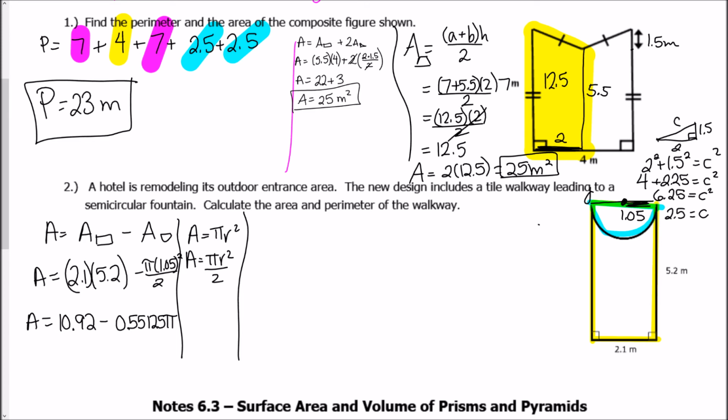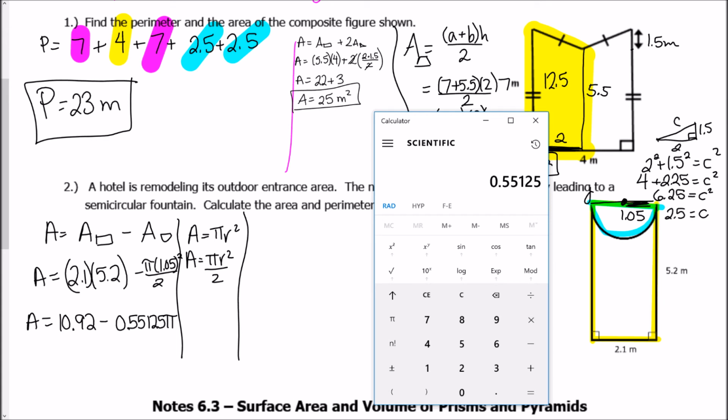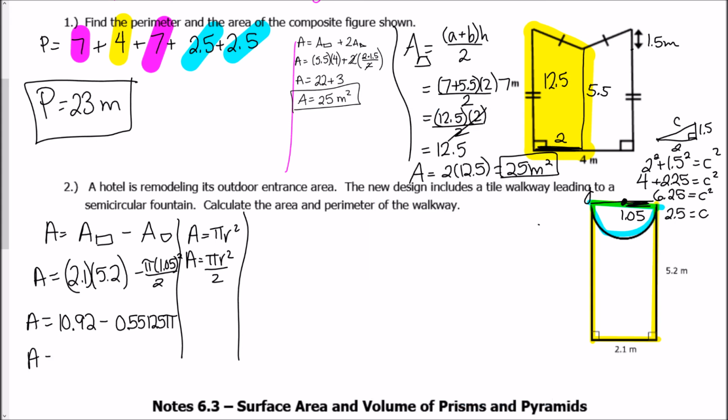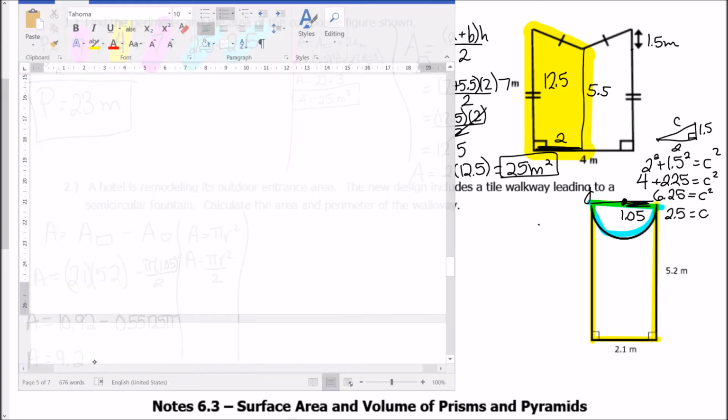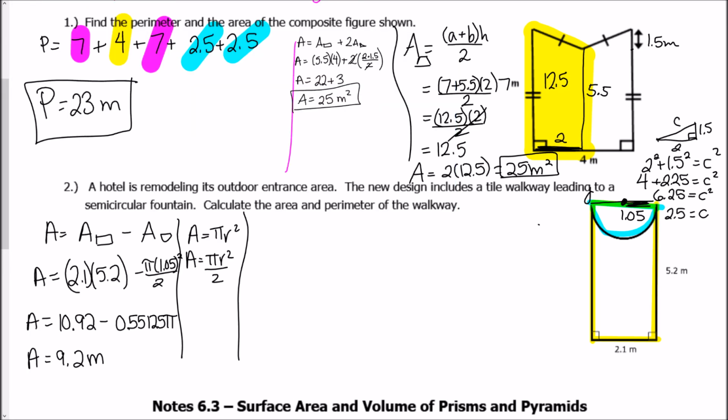Let's calculate what it is, and we'll round it to the nearest tenth, okay? So I'm going to take 10.92 and subtract 0.55125 times pi, and I end up getting about 9.2. So the area here is 9.2 meters squared, okay? All right, so now to find the perimeter, I need to add up all the different pieces that make this figure right here.